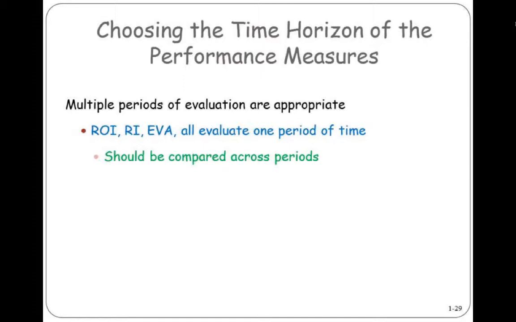All three of these are short-term oriented. It's the rate of return this year. It's the residual income per year. So it's important as you look at units to compare across periods so that you maintain a long-term view.